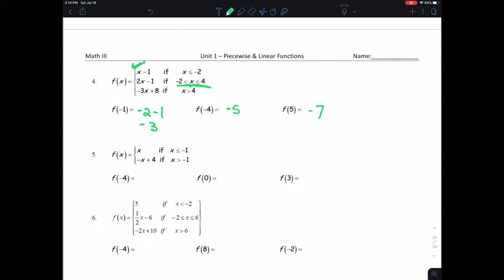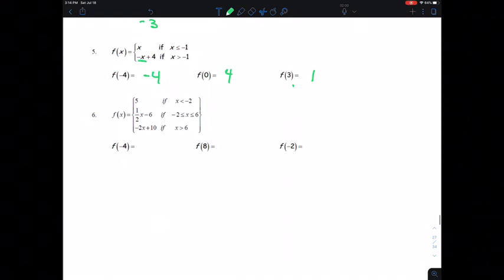F of negative 4 falls into the top, so that would simply be negative 4. F of 0 falls into the bottom, so that would be positive 4. F of 3 also falls into the bottom, so that would be negative 3 plus 4, 1. And finally, f of negative 4 falls into the top, so that would be 5.